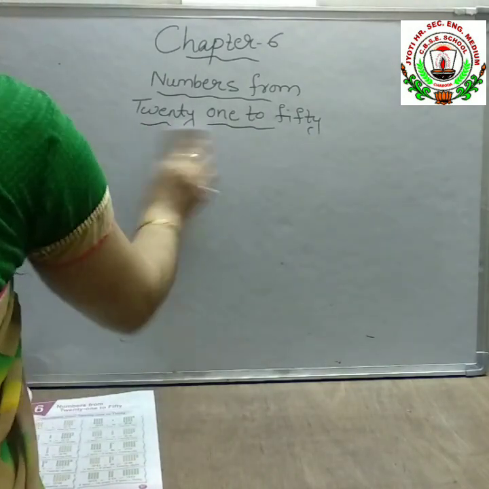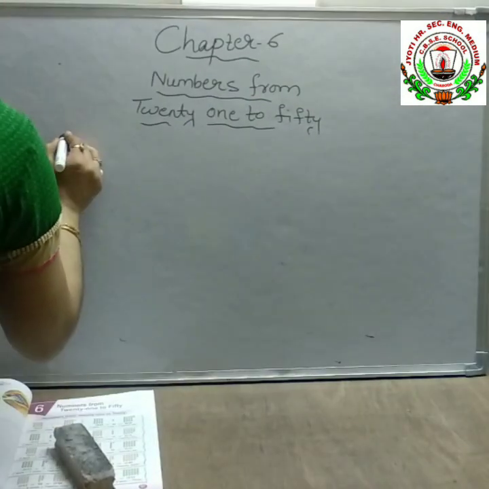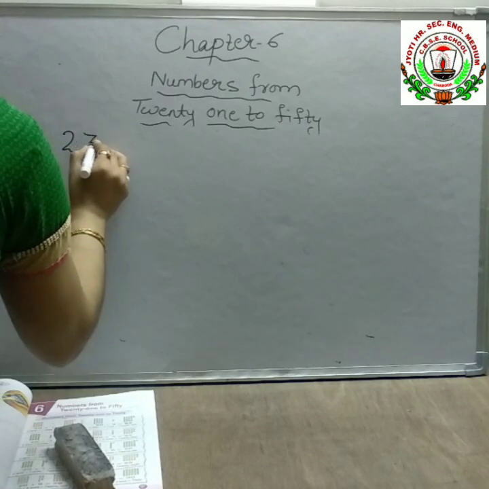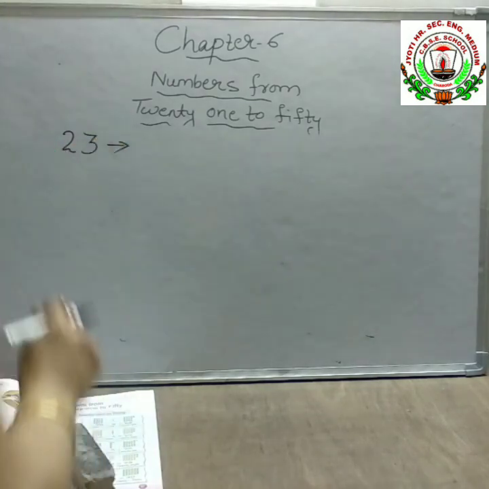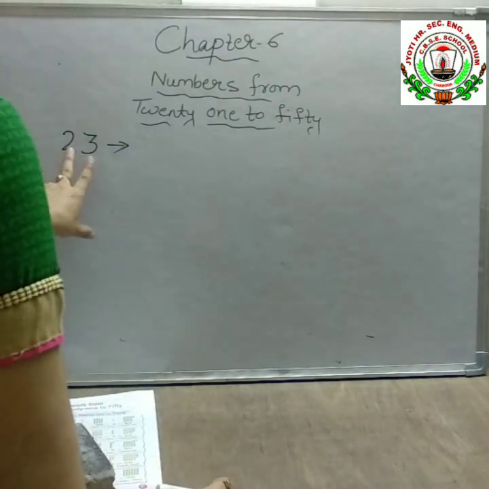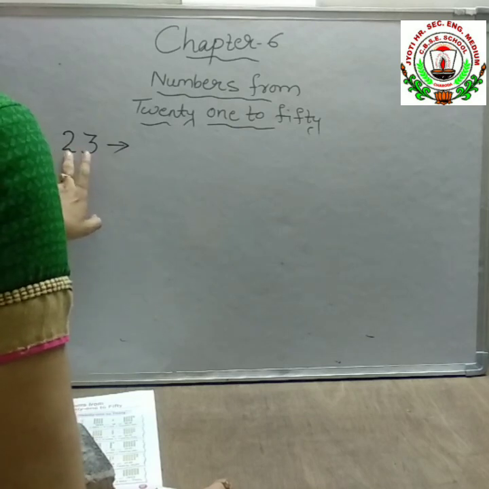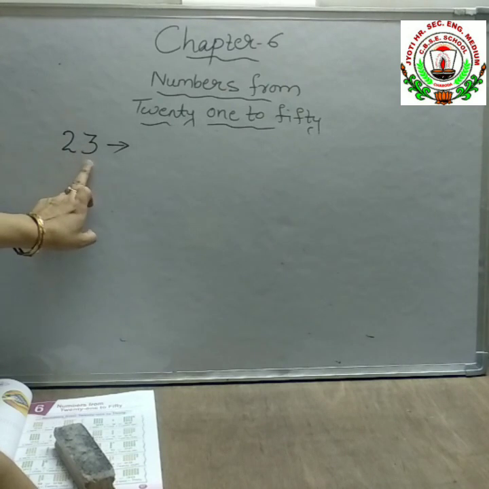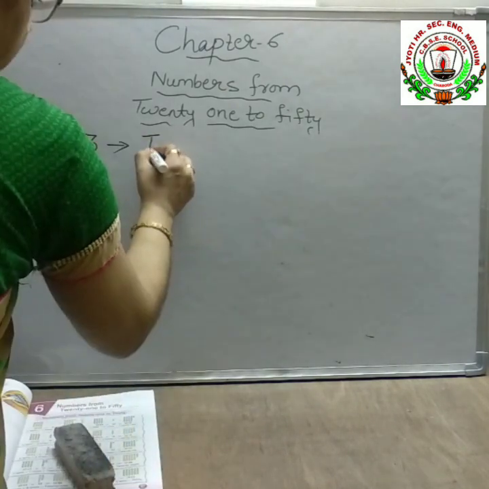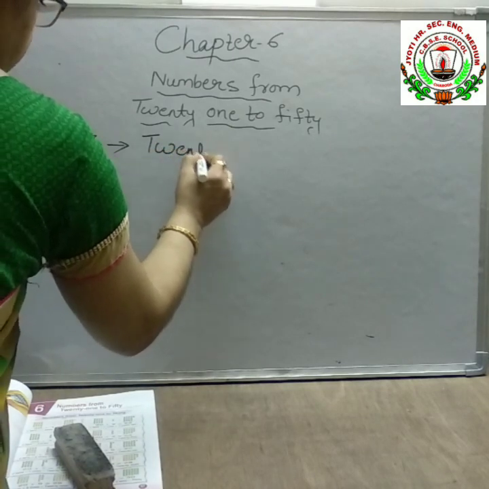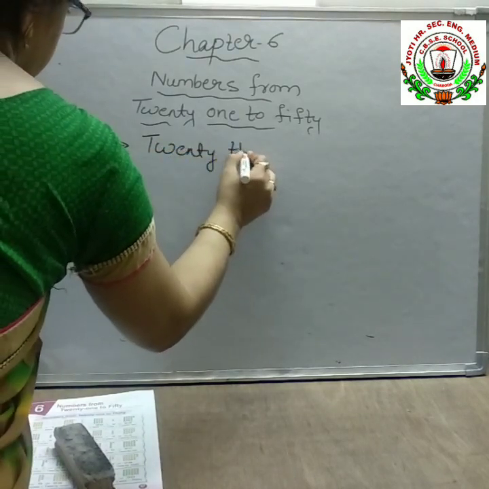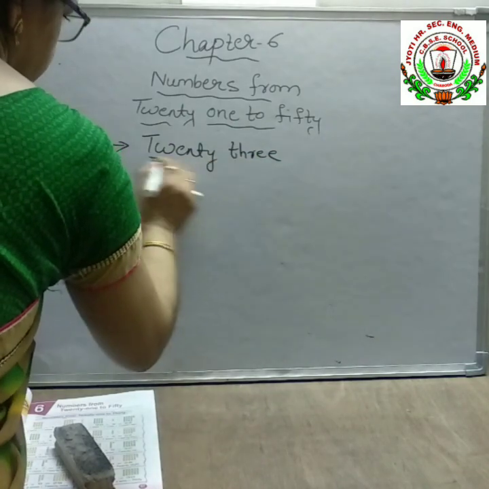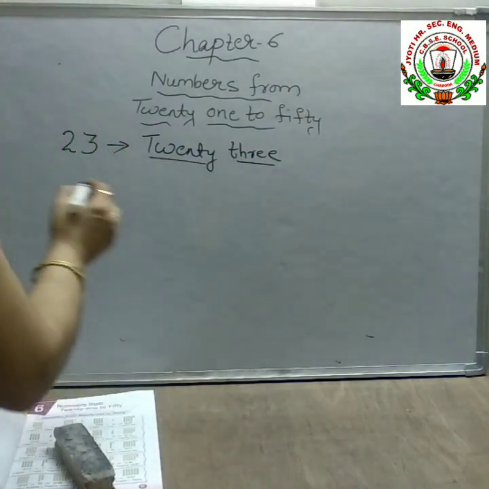Next, let us tell. Now you will tell. First, read this number. Identify the number. Which number is this? 23. So which spelling comes from our mouth first? 20, then 3. So we will write the spelling of 20 first, then 3.